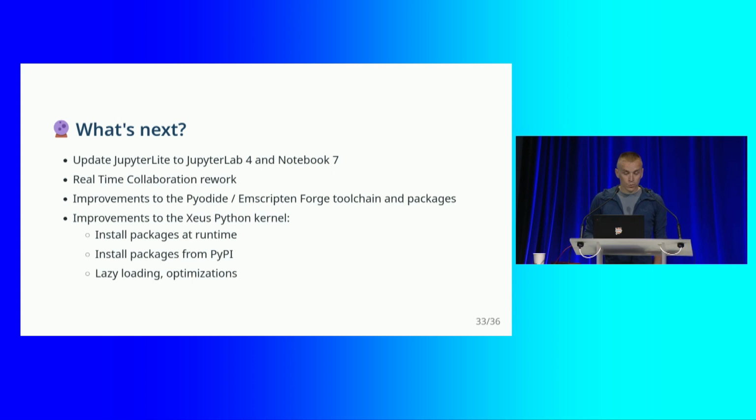There are also going to be improvements to Pyodide and Emscripten-Forge, and also the CPython to WebAssembly toolchain and packages. I think there've been a few discussions at the WebAssembly summits recently at PyCon. And when it comes to the Xeus Python kernel, there are a couple of things that are a work in progress right now. You can install packages at runtime, and also from PyPI, and a few optimizations to make the initial page load much faster. All of these small things are always good to take because they improve the user experience in the end.